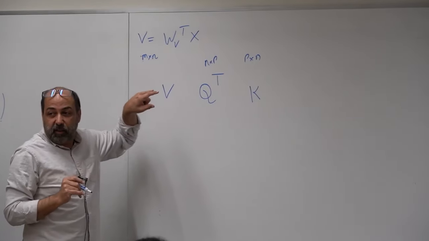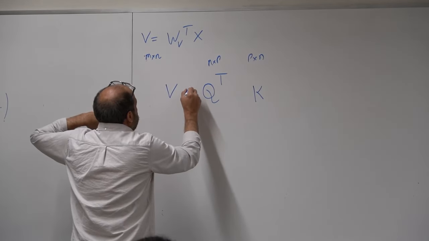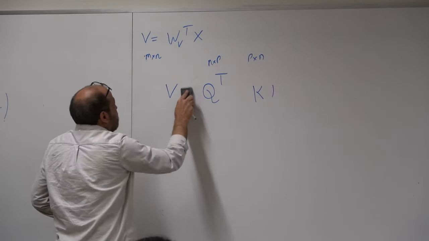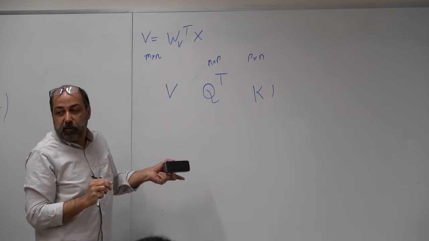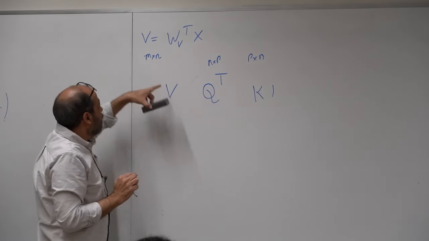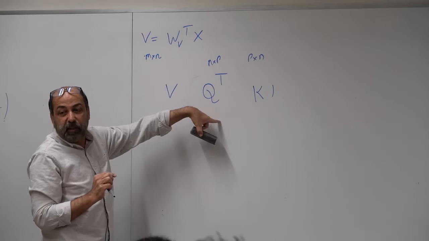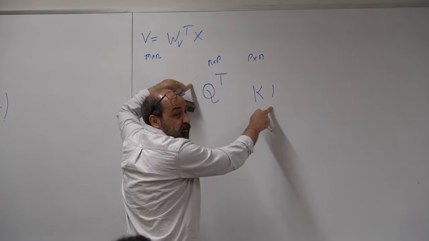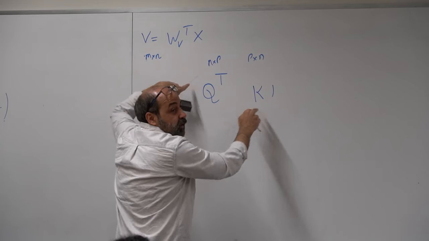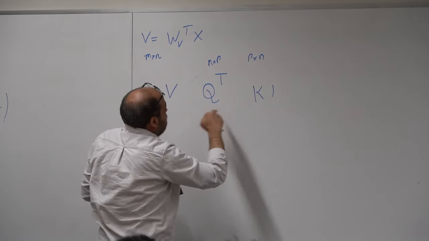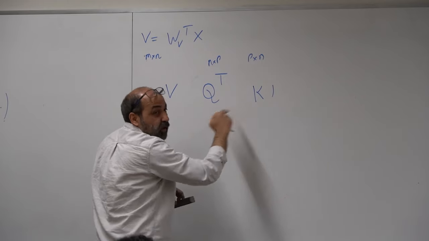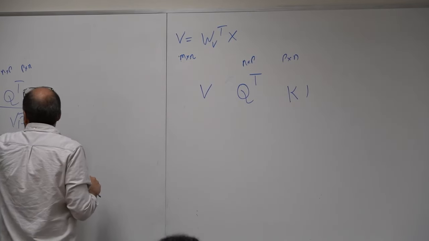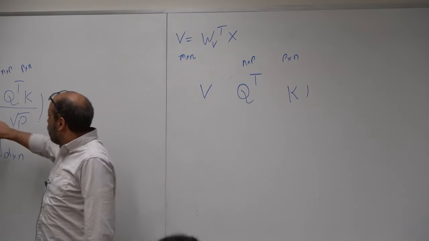If somehow, magically, I can get rid of this softmax, because there's a softmax here, I can change the order of this multiplication. I can multiply V by Q, which is M by N, N by P. It's going to be M by P. So it does not depend on N anymore, right? And then I'm going to have P by N, which is linear in N. So instead of multiplying Q to K, if I multiply V to Q and then to K, then I have less complexity. But this softmax is a bottleneck here. I can't do that because of this softmax.